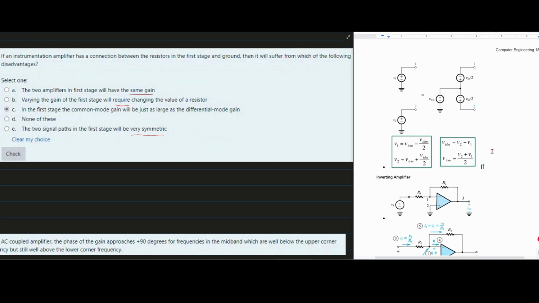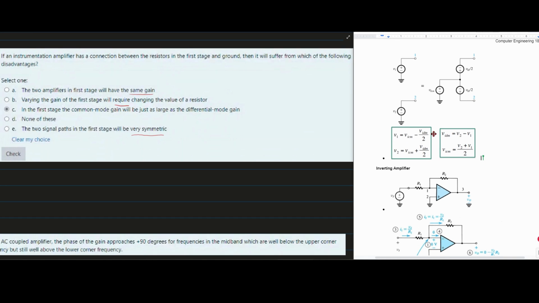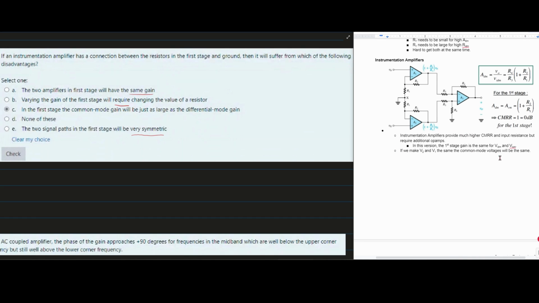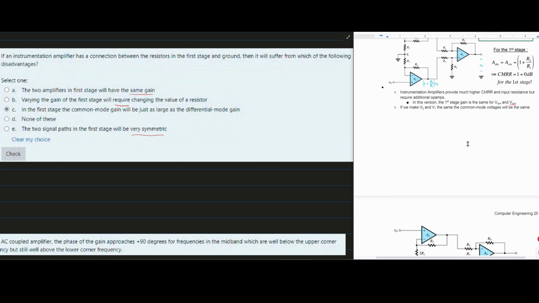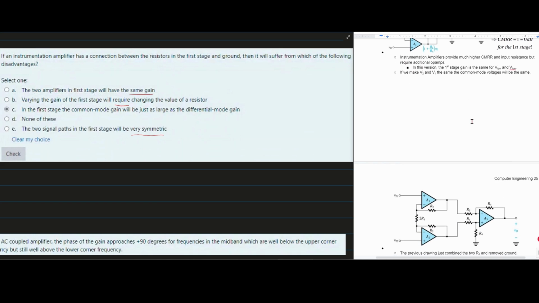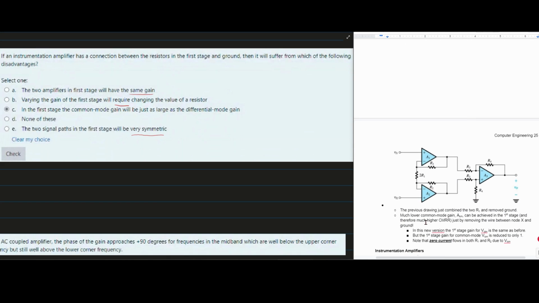And when we look at these, we know the differential gain is the VIDM, and the common mode gain is the VICM. And so our VICM is in the notes right here, where it tells us that they are going to have very similar for the first stage. And so the first stage common mode gain will be just as large as our differential gain.